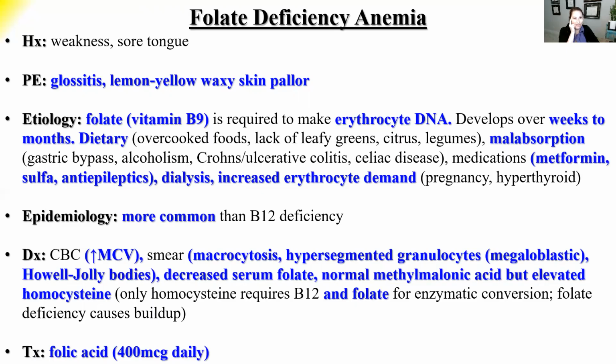I wanted you to hold that thought about the homocysteine and the methylmalonic acid because I want to make this point here. You'll have a normal methylmalonic acid, but still have an elevated homocysteine. That's another way that we can differentiate these two. Only homocysteine requires B12 and folate for conversion. So if you lack the folate, you will still have an elevated homocysteine, but methylmalonic acid only needs B12 in order to be converted. So methylmalonic acid will be normal, homocysteine will still be elevated because it needs both folate and B12 in order to be converted.